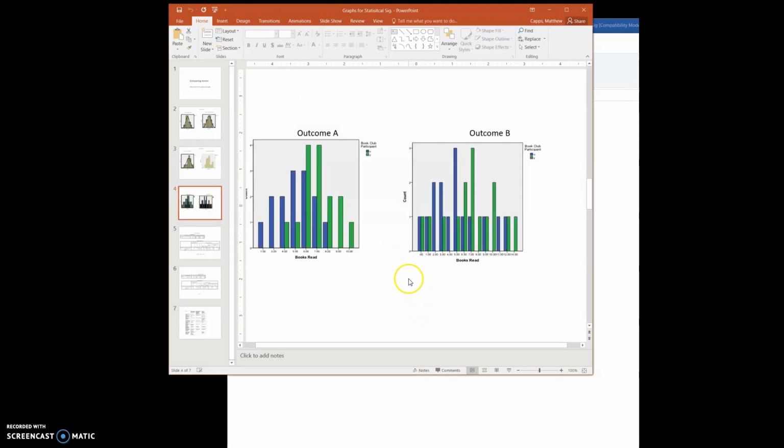So here's what those look like side by side. So in this situation, outcome A, the kids who are not in the book club are in the blue. The kids that are in the book club are in the green. Same situation over here. So what you can start to see is how these students are distributed is pretty similar across the group in B, but they're kind of different in A.